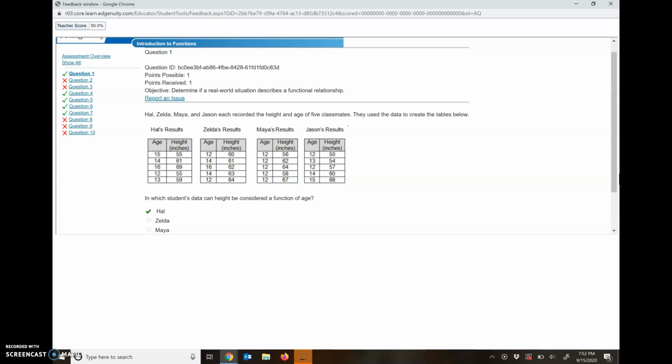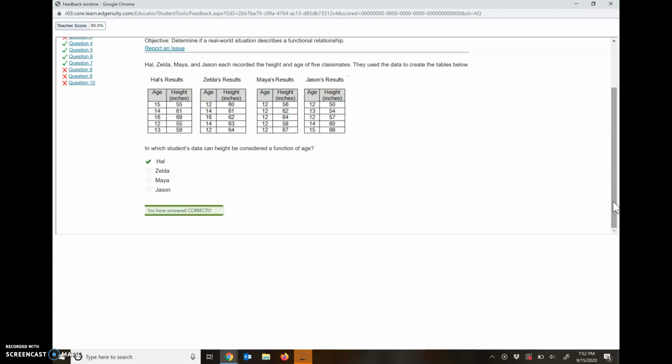So this first one is talking about functions. You got this one right. A function is something when the x doesn't repeat. If you look here, this is the x line. It's always on the left. And you're right, it is HAL that's going to be the function, because 15, 14, 12, or 16, 12, 13, none of those are the same number.